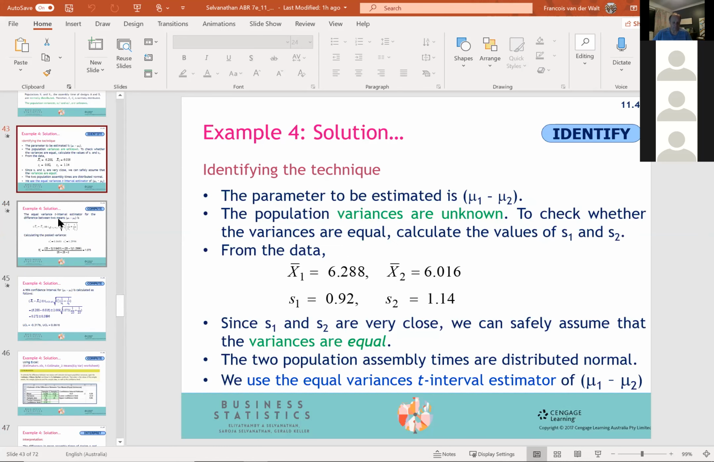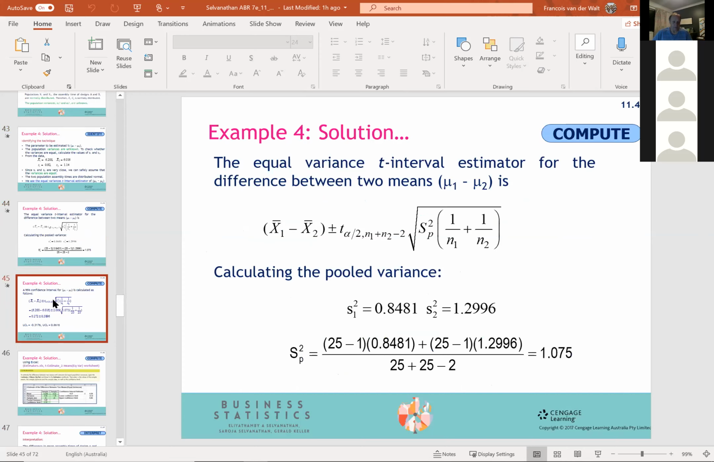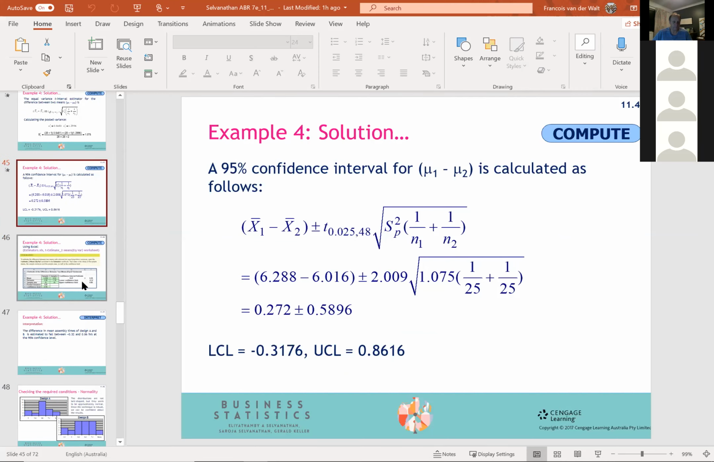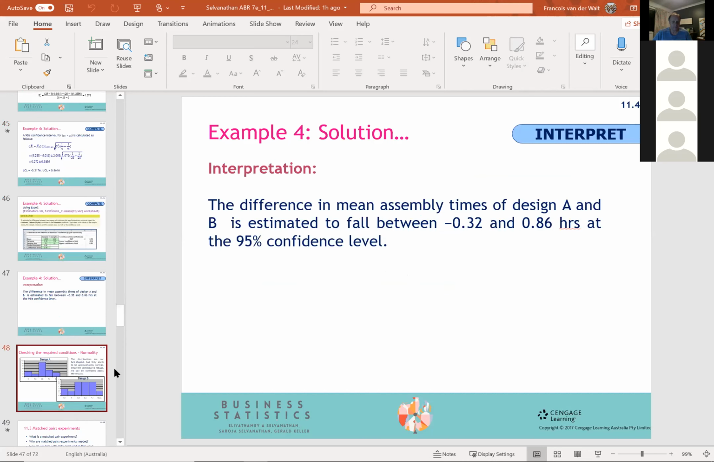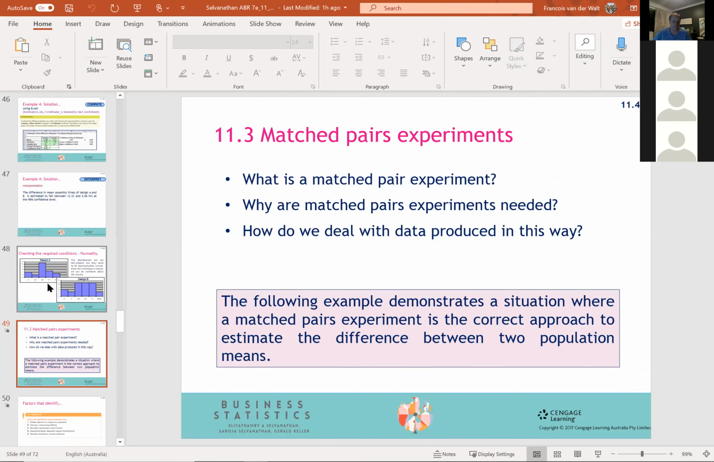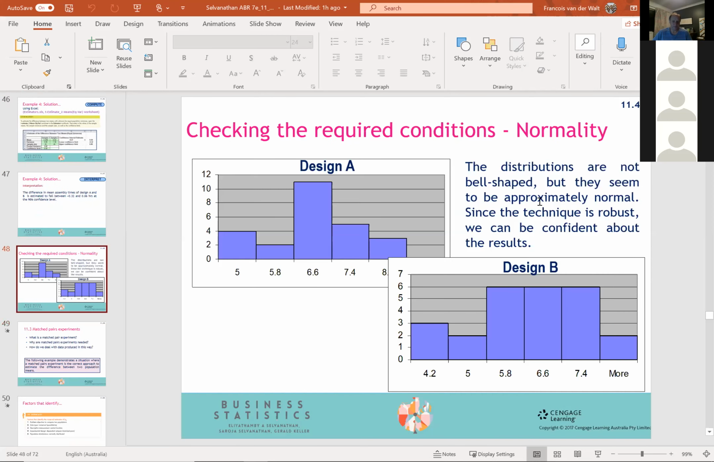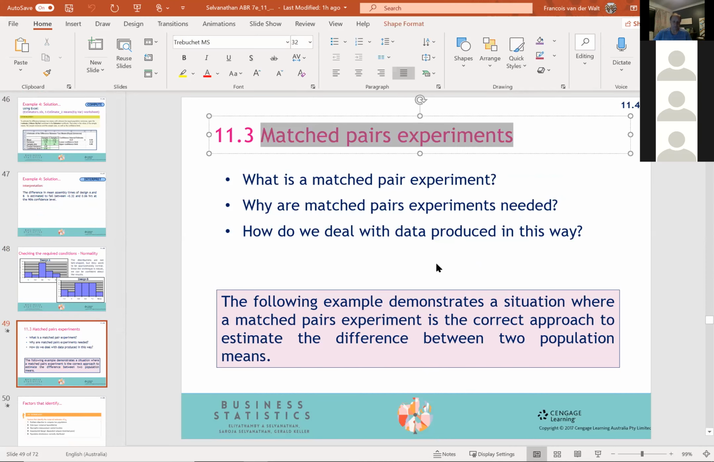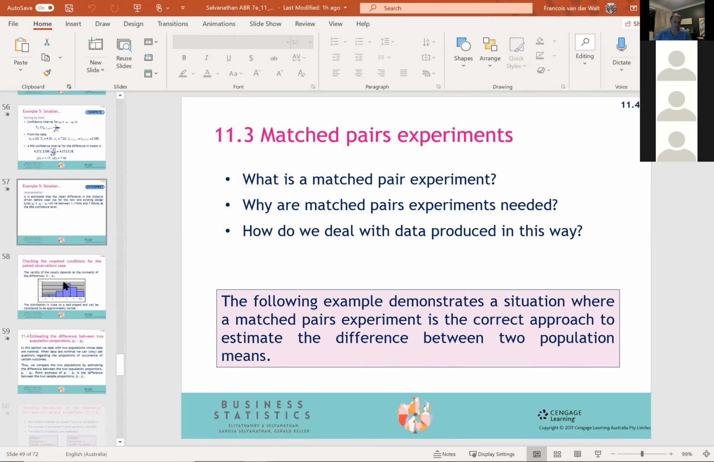Okay, let's see. We haven't done this one. But yeah, you can see they've also done the distributions, checking for normality. The distributions are not well set, but they seem to be approximately normal, and since the techniques are robust, we can be confident about the result. Okay, there is another type of experiment called matched pairs. We're not going to look at that, but there are different ways of analyzing that, which makes it very good.